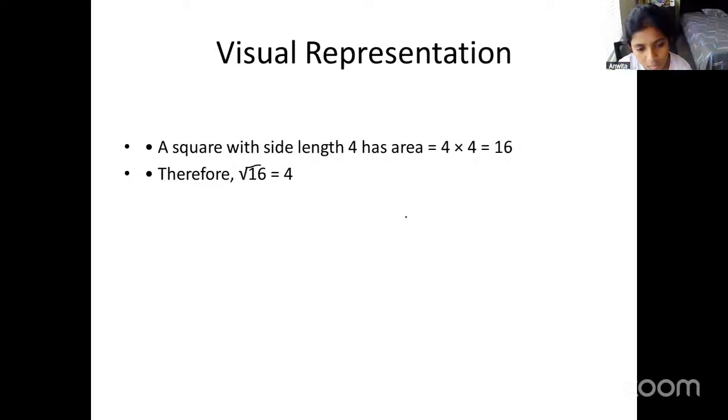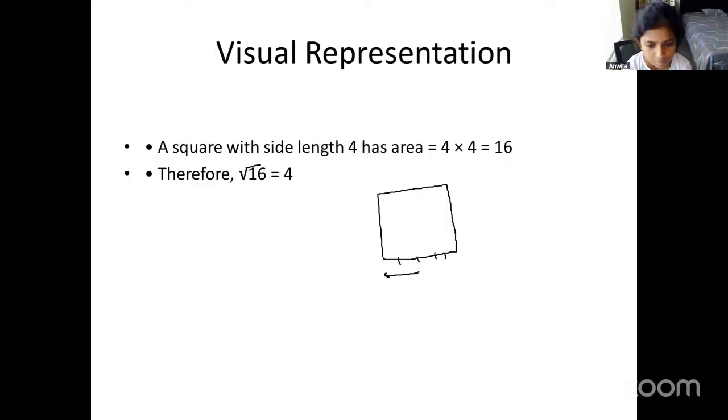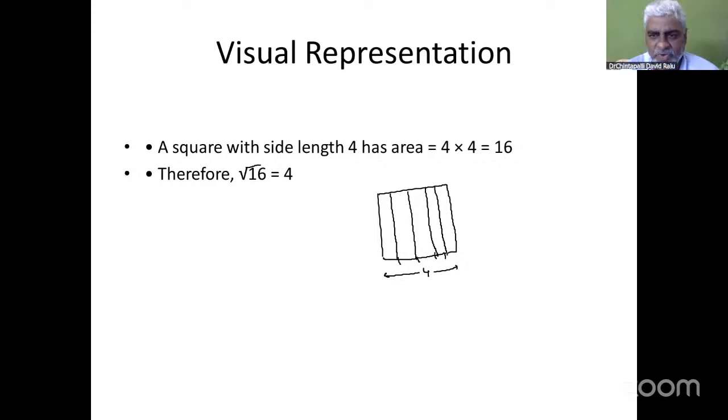A square with side length 4. Its side is 4: 1, 2, 3, 4. So this distance is 4 units. What is the area of this square? 16, sir. Its length is 4 units: 1 unit, 2 unit, 3 unit, 4 unit, right? Then what is its area? It's 16. Just count all the squares, the number of checks.